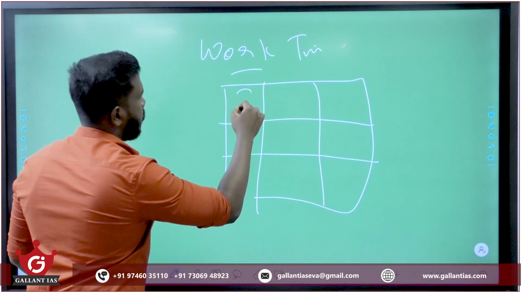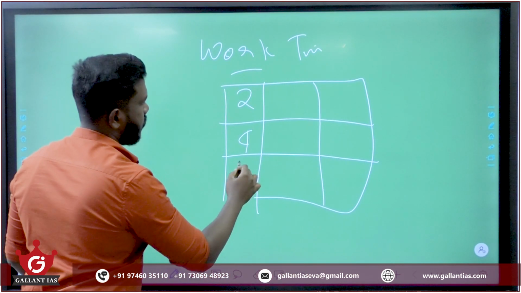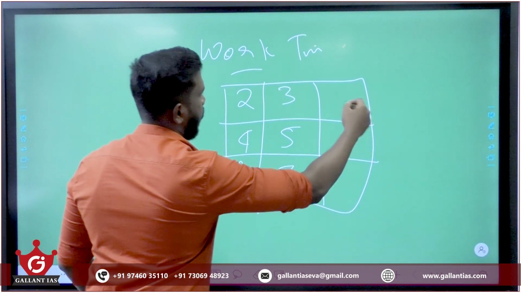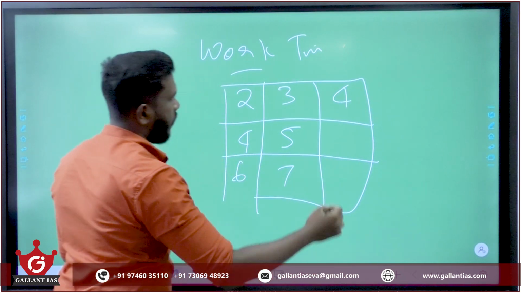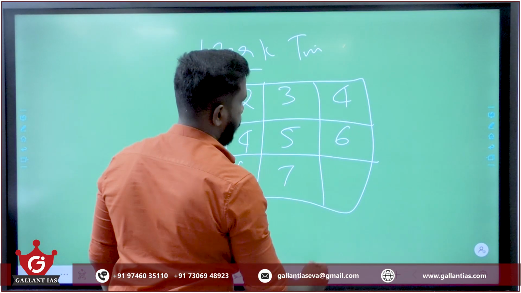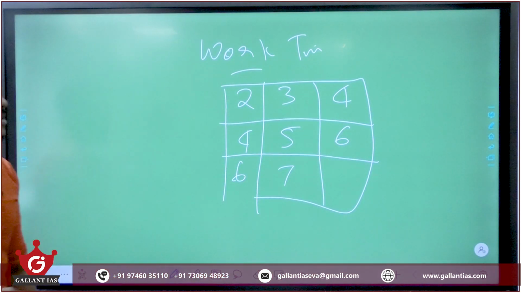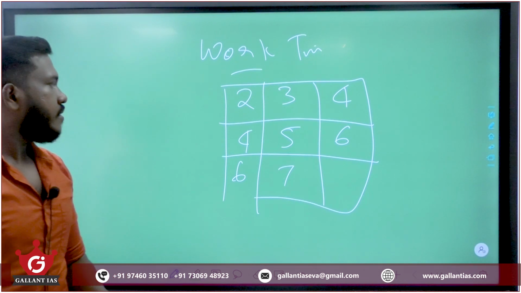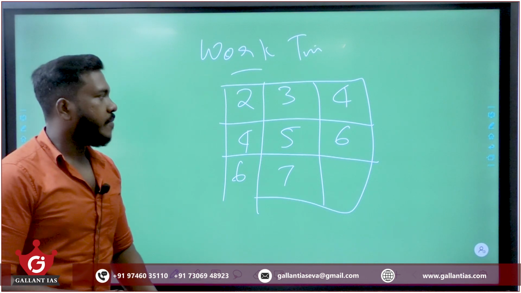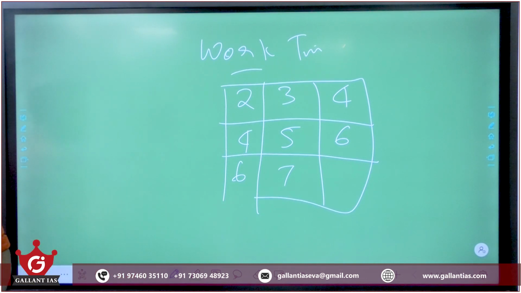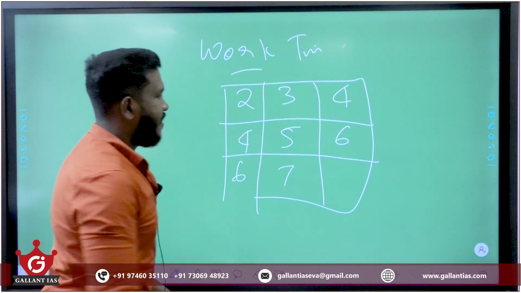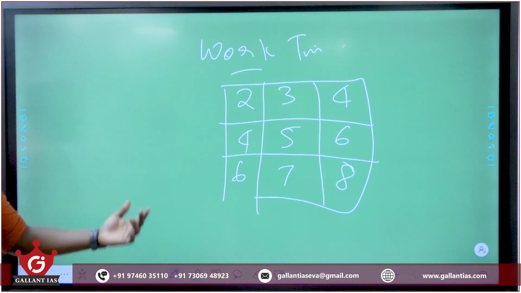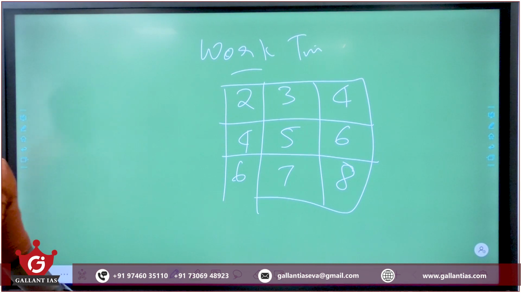And here it will be 2, 4, 6. Okay, 3, 5, 7, 4, 6. Then what will be the value here? What will be the value? It will be 9 or 8 will be the answer, right? 8 is the answer. So how did you work this out?